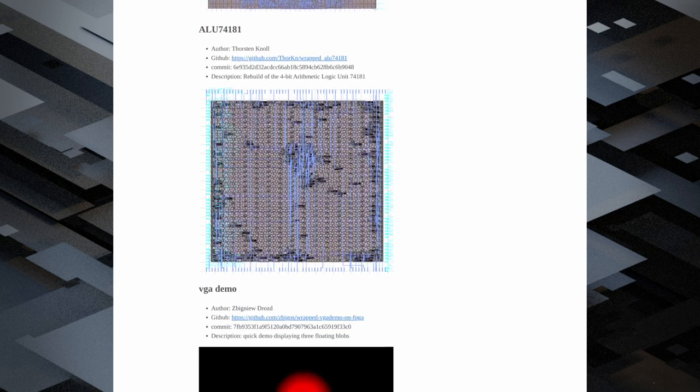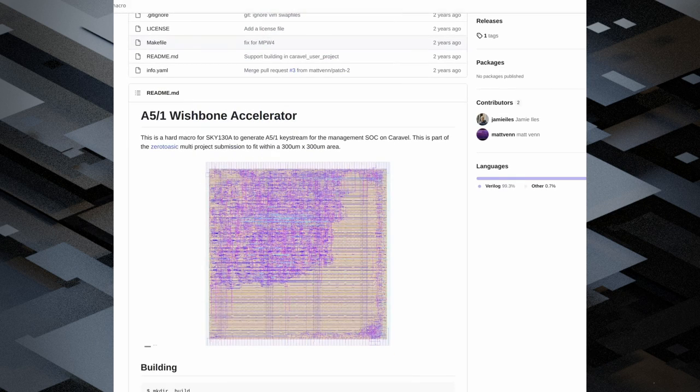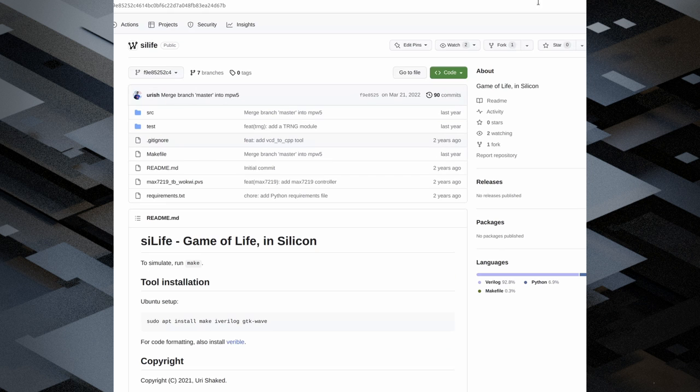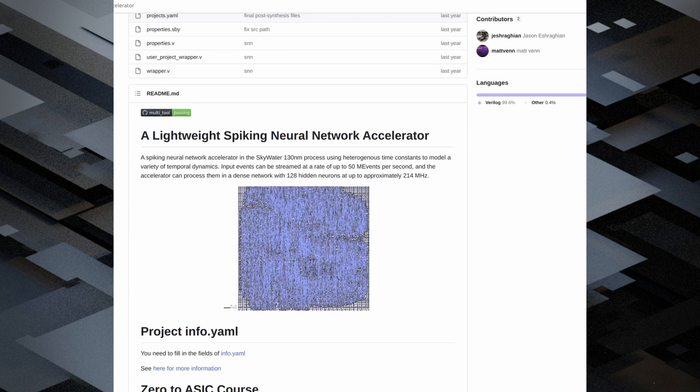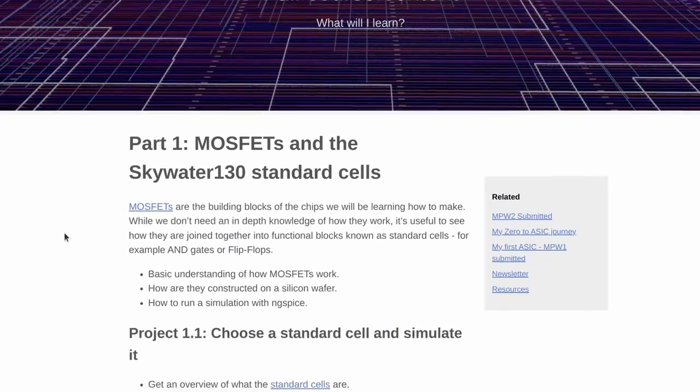During the course, you'll get support from the course community Discord server, weekly group calls, and one-to-one office hours with me. Lots of awesome help on the Discord. There's a lot of cool things, and people are so awesome, and they're really helpful. Some interesting designs submitted by course participants include cryptography accelerators, EMFI glitch detectors, Conway's Game of Life, and spiking neural networks.